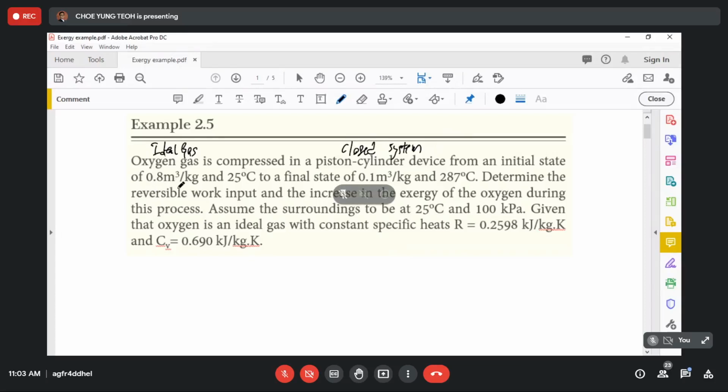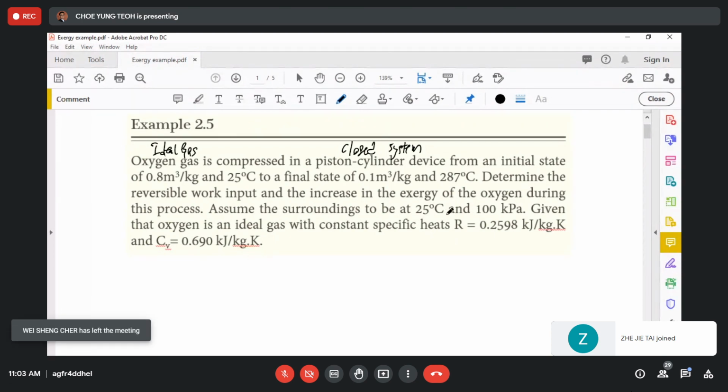Initial stage of 0.8 meter cube per kg. Again, this one is before we stop, meter cube per kg. Any other specific comments or questions? Okay, if not, the final stage of 0.1 meter cube per kg and 25 degrees Celsius to a final 287 degrees Celsius. Determine the reversible work input and the exergy of the oxygen during this process. Assume that the surrounding is at 35 degrees Celsius and 100 kilopascal. Given that the oxygen is an ideal gas with a constant specific heat R and Cv.